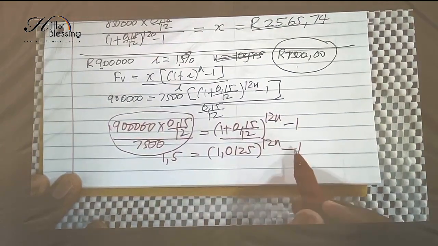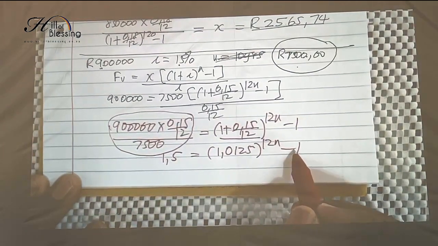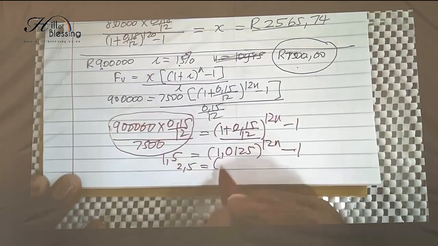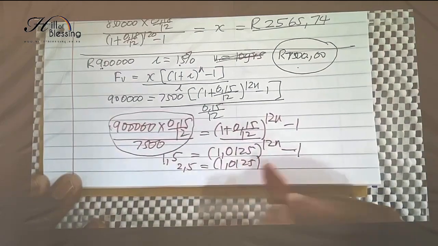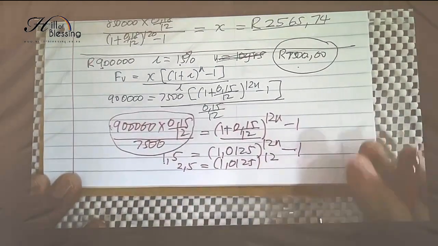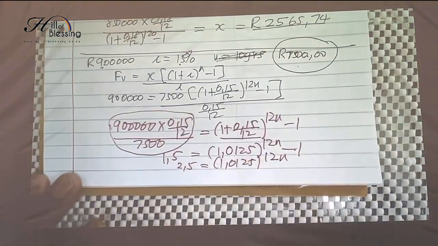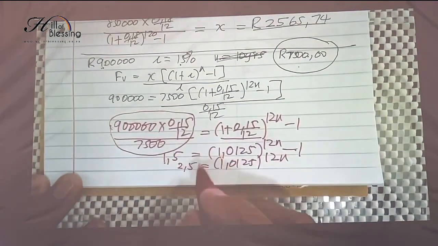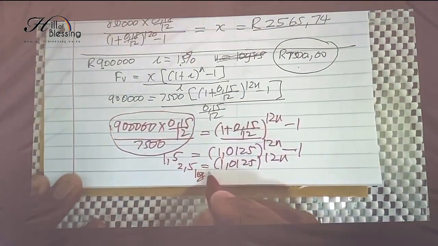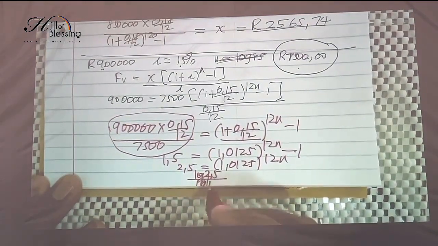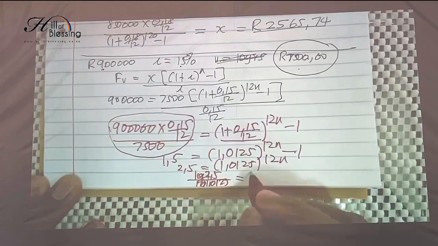Now, obviously, I have to take this 1 onto this side, agreed? So this will become 2.5 is equal to 1.0125 to the 12n. Now, why did I put 12n? Because it's monthly, right? Don't you take the number of years and multiply by 12? So you say log of 2,5 divided by the log of 1,125, and that's equal to 12n.